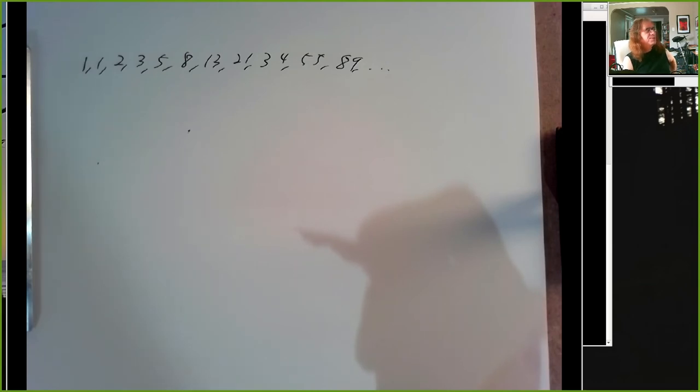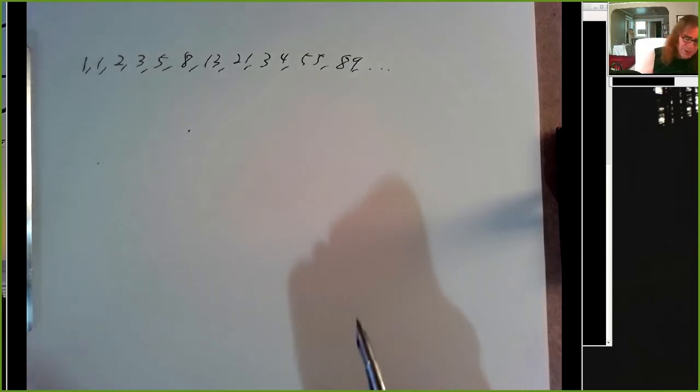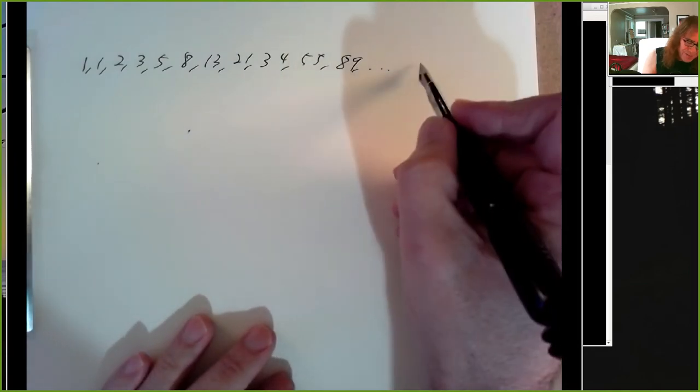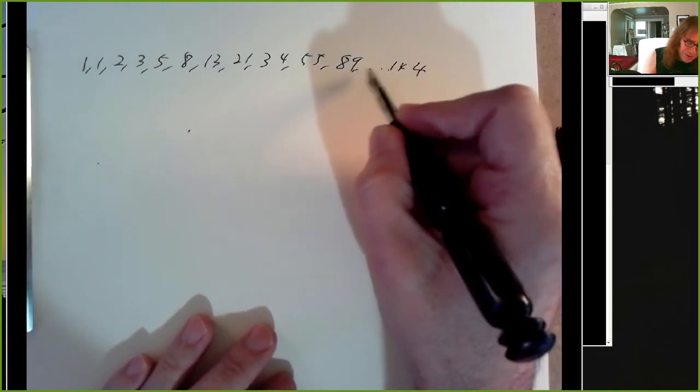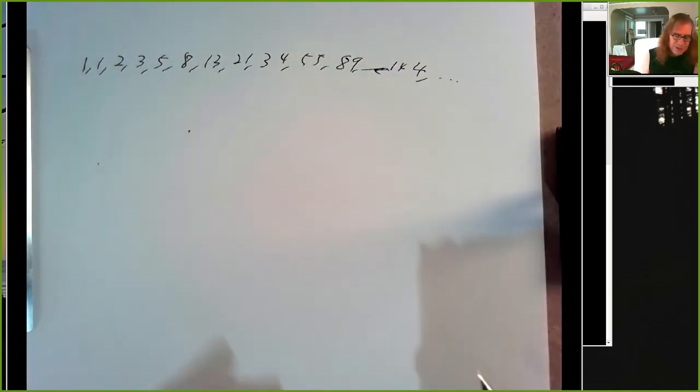Yeah, so add the two numbers before it. So if I take 55 and 89, I'll get 144 as the next term, and so on.